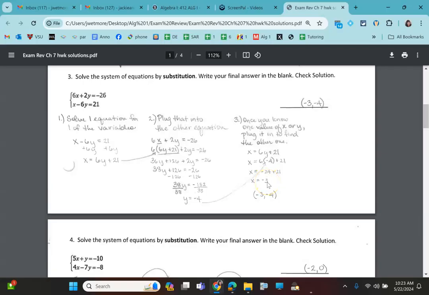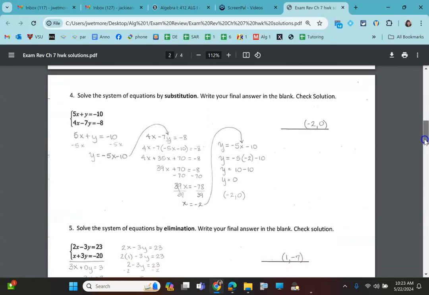So I'm going to write my solution as an ordered pair, (x, y), so x was -3, y was -4. And again, if I have time at the end of my exam, I can go back and plug that into both of the equations and check that it makes them both true so that I know that's my solution.